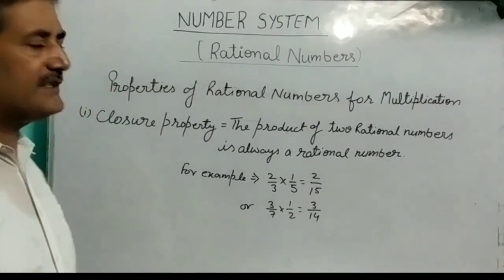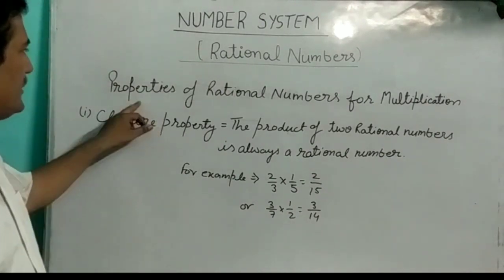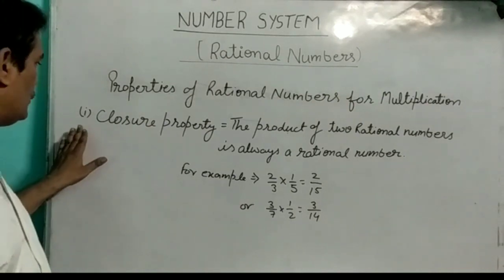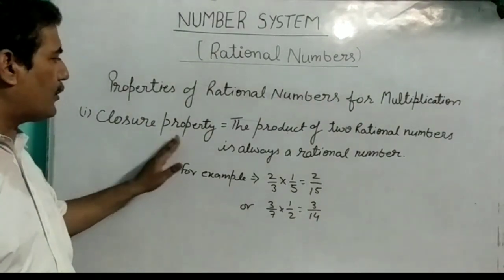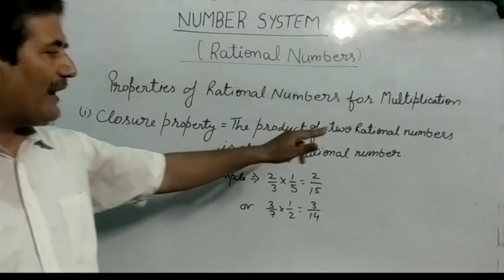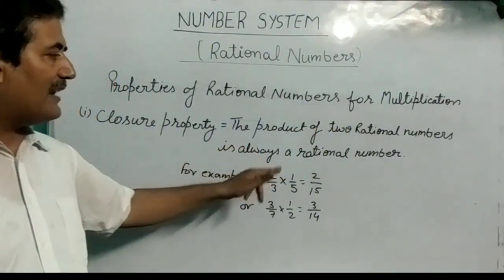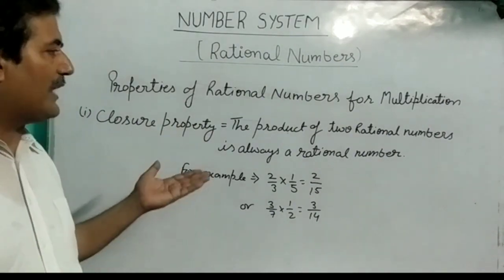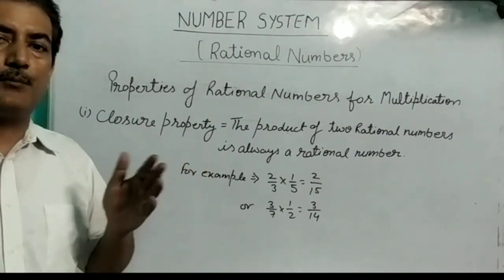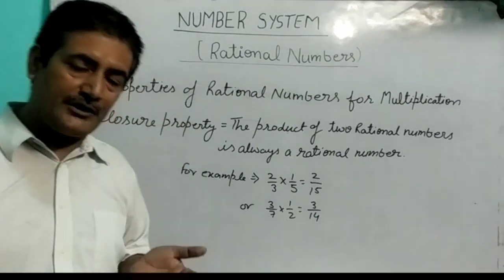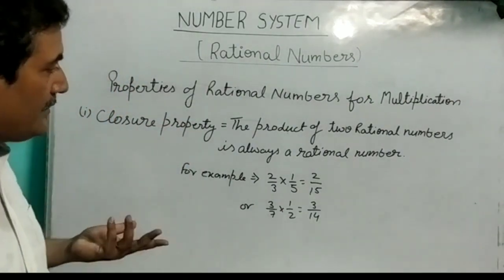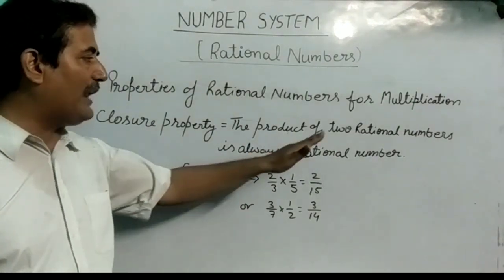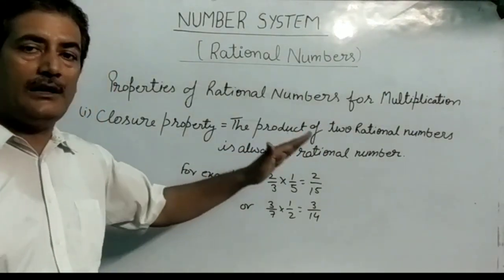After addition and subtraction, we learn the properties of rational numbers for multiplication. Similarly, here also the first property is closure property. The product of two rational numbers is always a rational number. Similarly, in addition, the sum of two rational numbers is always rational. In subtraction, the difference of two rational numbers is always a rational number. And same in multiplication, the product of two rational numbers is always a rational number.